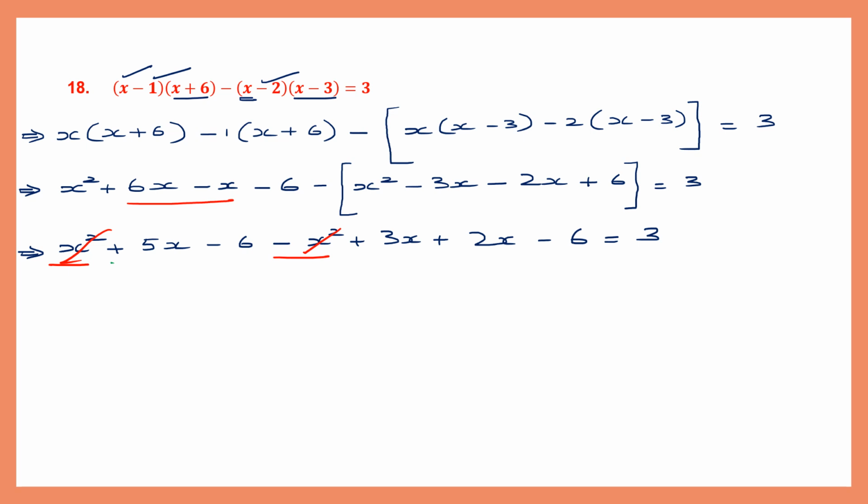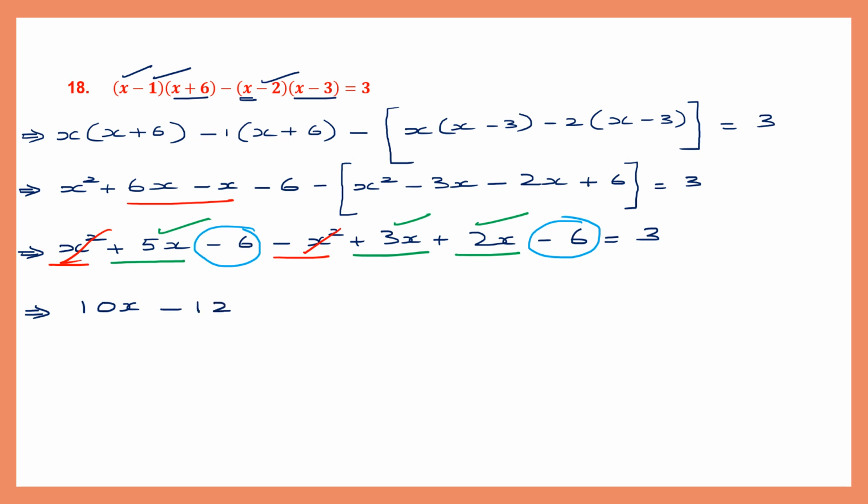Now let's take all the x terms. We have +5x + 3x + 2x. So 5 plus 3 is 8, 8 plus 2 is 10. So that is equal to 10x. Now let's take the whole numbers. Here we have -6 and -6. -6 minus 6 is -12. And this is equal to 3.